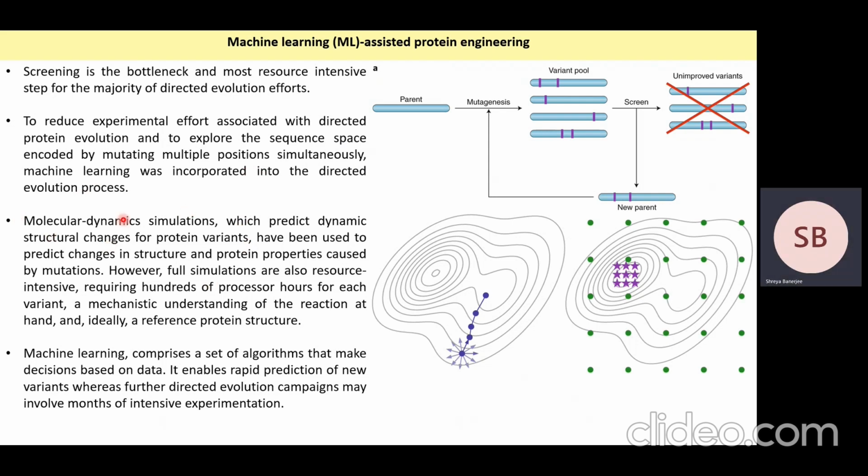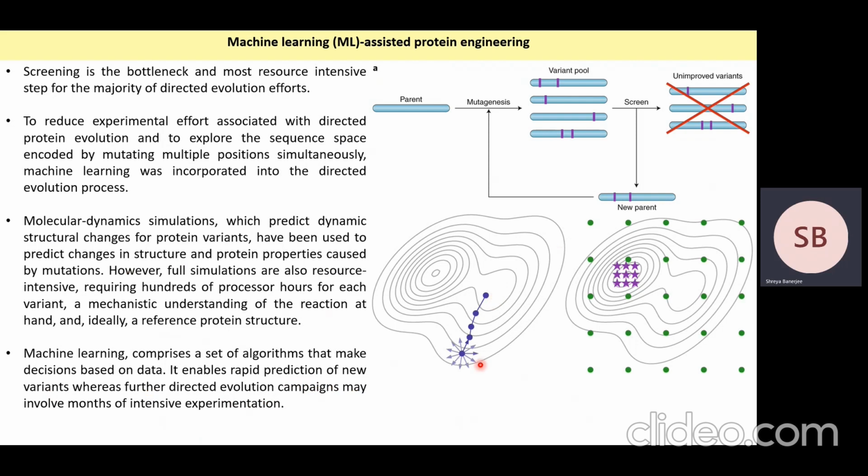So, as you know, molecular dynamic simulations, which predict dynamic structural changes for protein variants, have been used to predict changes in structure and protein properties caused by mutations. But full simulations are very resource intensive and require hundreds of processor hours for each variant. So a mechanistic understanding of the reaction at hand and ideally a reference protein structure is required for that kind of in-depth molecular dynamic simulations. Machine learning, on the other hand, comprises a set of algorithms that make decisions based on data. It enables rapid prediction of new variants, whereas further directed evolution campaigns may involve months of intensive experimentation.